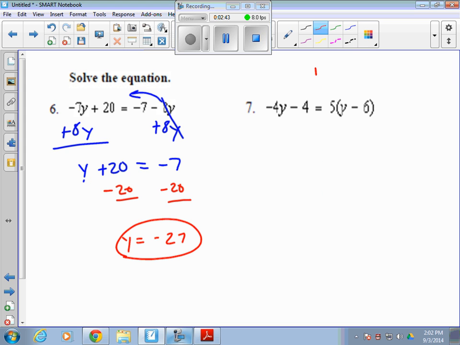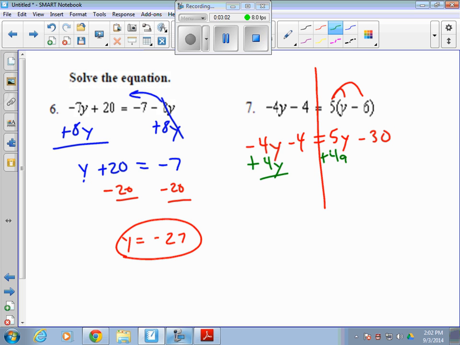Simplify the right side of the equation first. 5 times y is 5y. 5 times negative 6 is minus 30. Bring the rest down. Negative 4y minus 4 equals, left side equals the right side. Bring the smaller y value over to the larger one. Negative 4 is smaller than positive 5. So undo minus 4y by adding it. If you do it there, do it here. 4y plus 5y is going to be 9y. Bring down minus 30, and we still have negative 4 here.